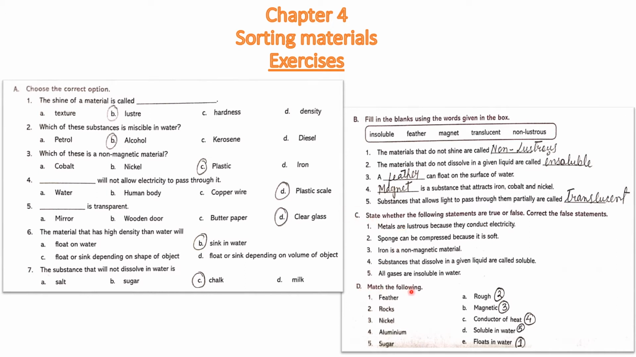And number D you see, match the following. Feather: rough, magnetic, conductor of heat, soluble in water, floats in air. Which one? Feather will be floats in air. Number 2, rocks. Rocks: rough, magnetic, conductor of heat, soluble in water. Which one? It will be rough. Number 3, nickel. Nickel is magnetic. Aluminium is a conductor of heat. Sugar is soluble in water.